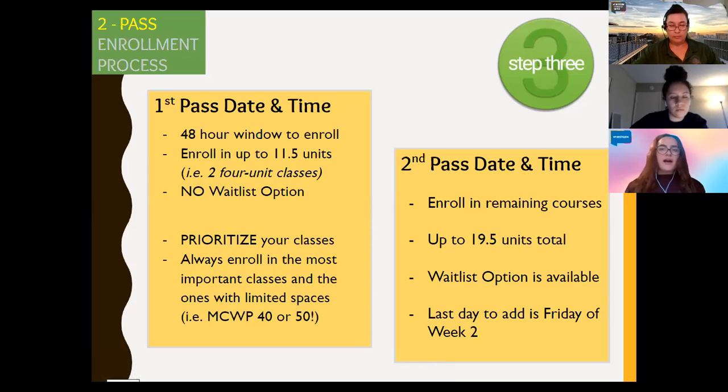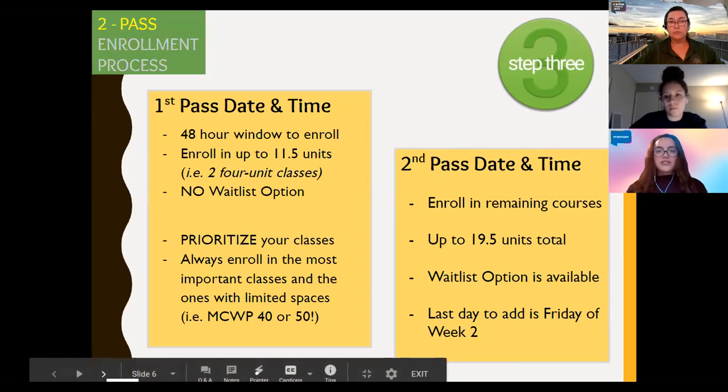So then moving on to your second pass date and time, this will be a whole separate date. This time you don't have a time limit, so it's open, which is really great, but you do have another unit limit, which is up to 19.5 units. So you can enroll up into those 19.5 units during your second pass, and you can also waitlist your courses. So this is where you'll be finishing up the rest of your enrollment, and you have up until week 2 to add your courses to do so.